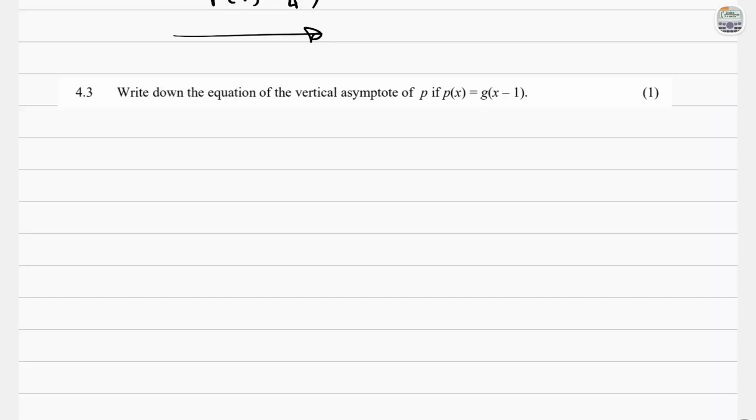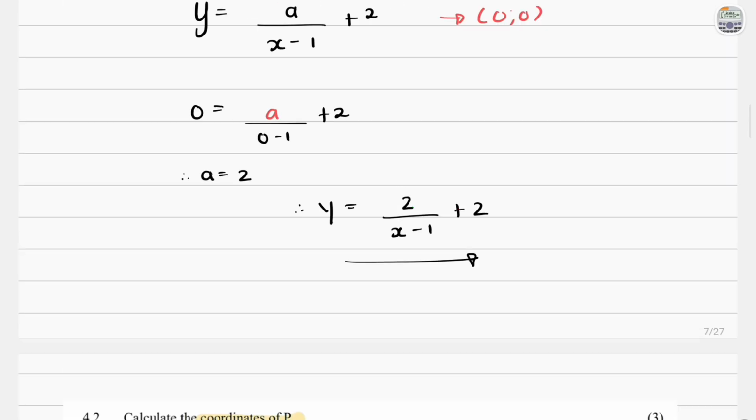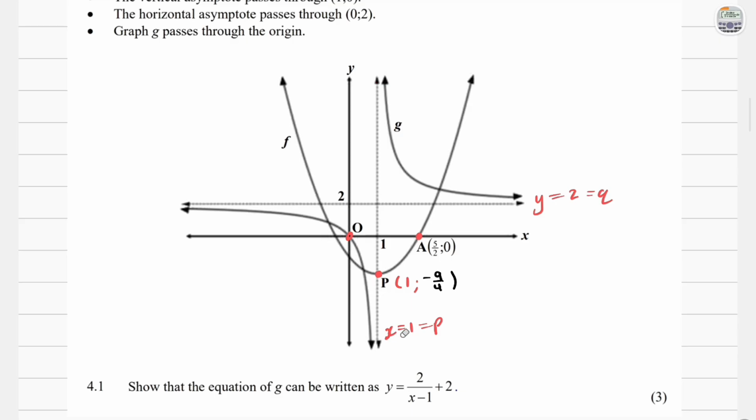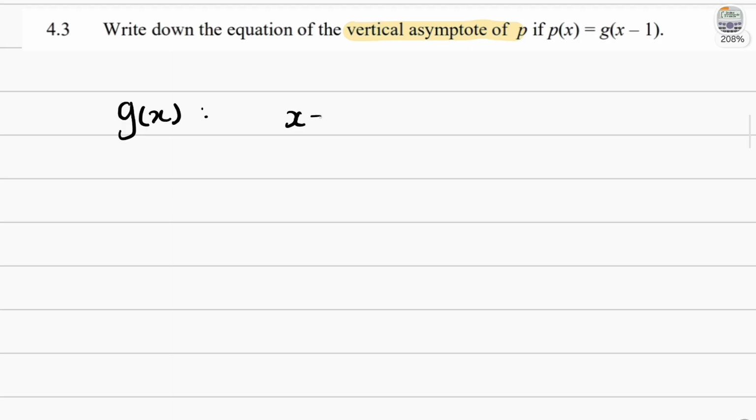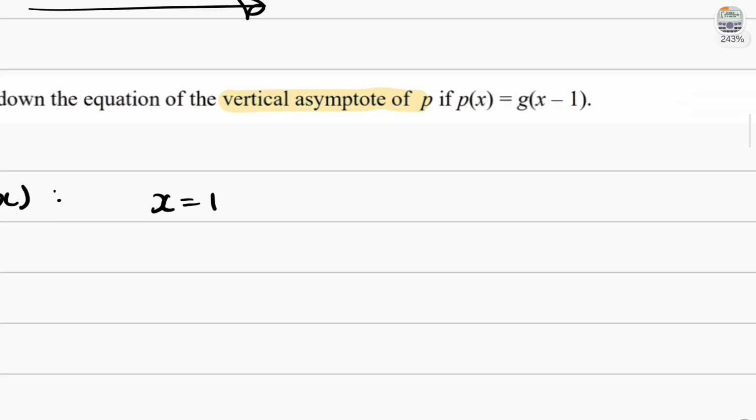Question 4.3 says, write down the equation of the vertical asymptote of p if p of x is equal to g of x minus 1. Okay, the vertical asymptote. So the equation of g. What was the vertical asymptote before? It was x is equal to 1. This is the vertical asymptote of our hyperbola. So if it was x is equal to 1, what happened here?